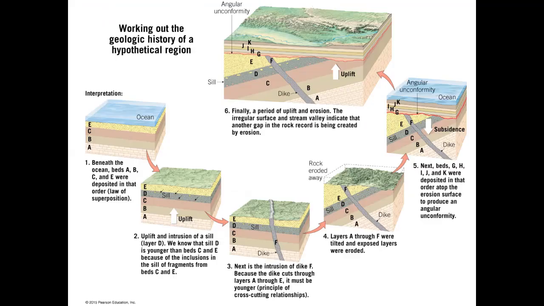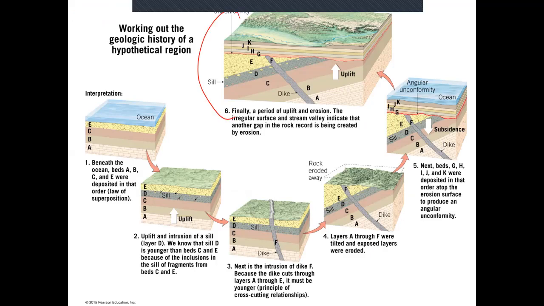For example, we see this geologic section right here. It looks like there's a lot going on, but all the rock units are labeled: sedimentary rock A, B, C, E, G, H, I, J, and K. And then we have igneous rocks D and F. Sedimentary rocks are tilted, and we see an unconformity there.